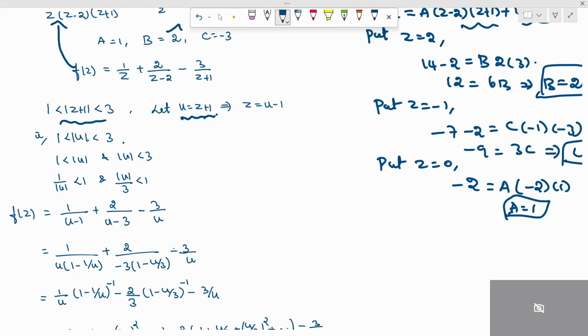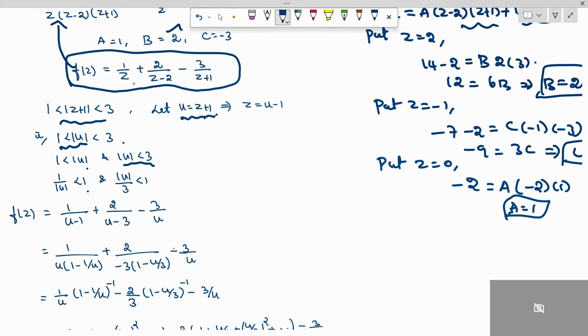Now this can be written as 1 less than mod u, and mod u less than 3. From this we can write 1 by mod u less than 1, and mod u by 3 less than 1 as another term. Now take our f of z. What is our f of z? This is our f of z, after applying the partial fraction method, we are getting it in this form.